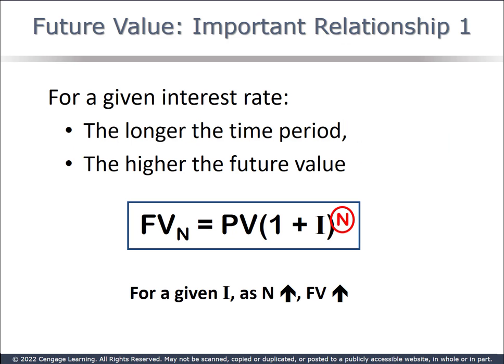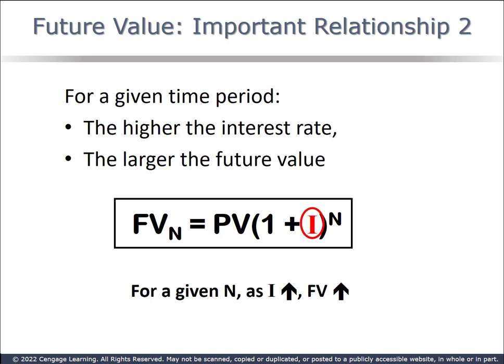Consider the future value formula. For a given interest rate, the longer the period, the higher the future value. Meaning, the longer you leave your money invested, the more you have. As N increases, future value increases. So the relationship between N and future value is direct. One goes up, the other goes up.